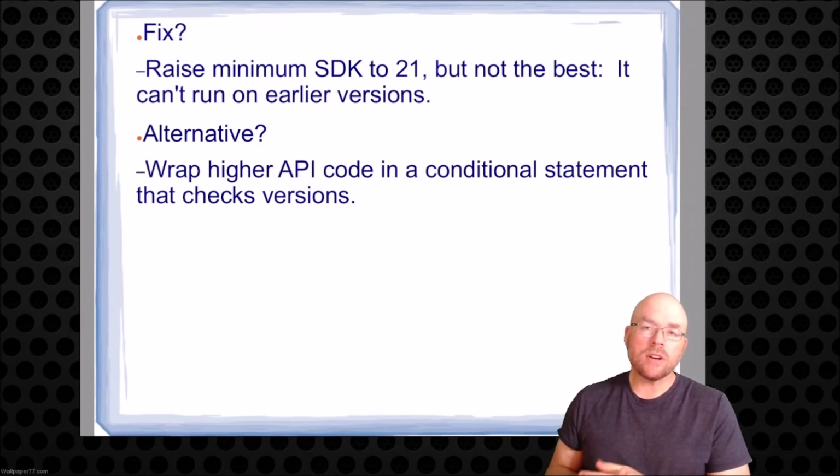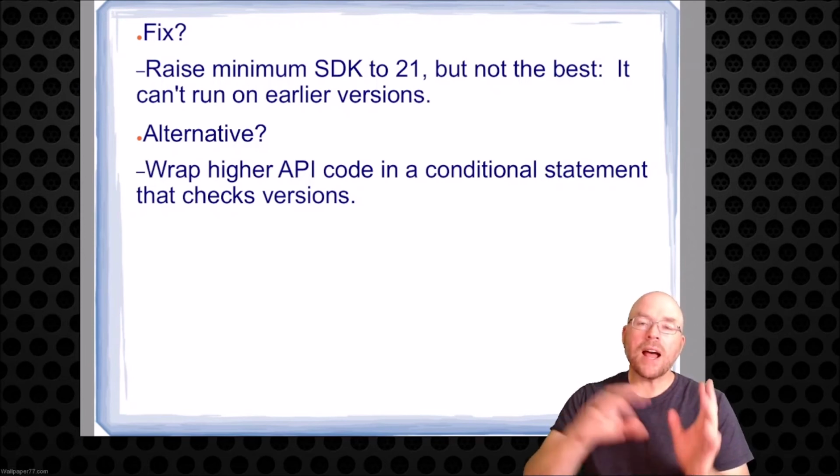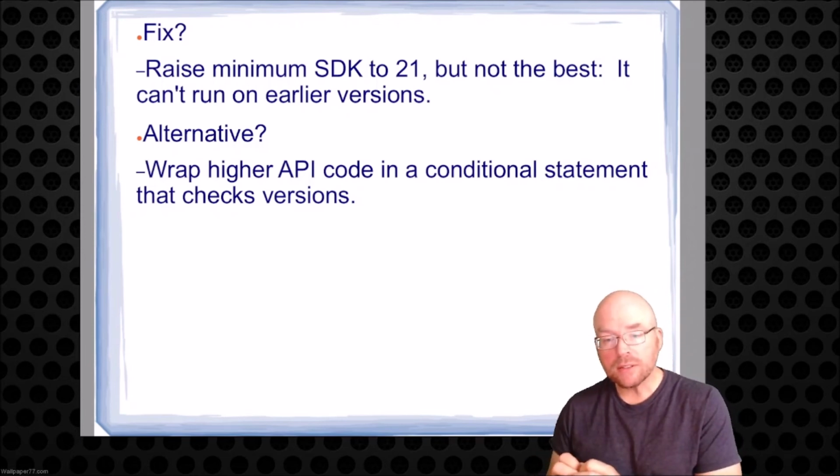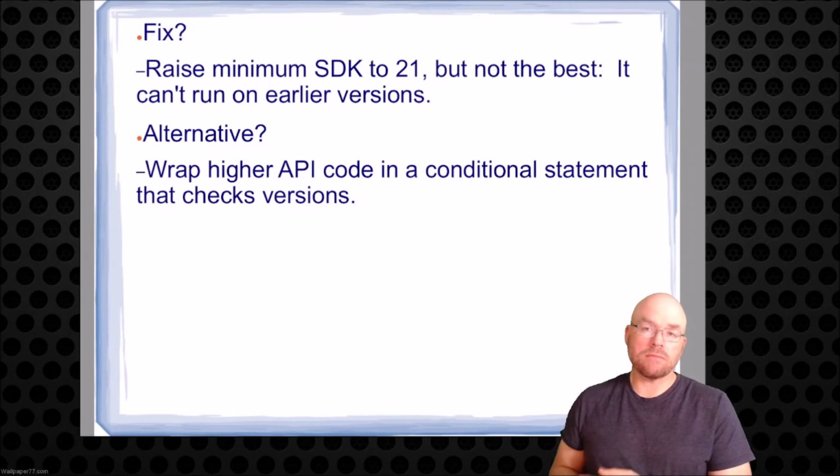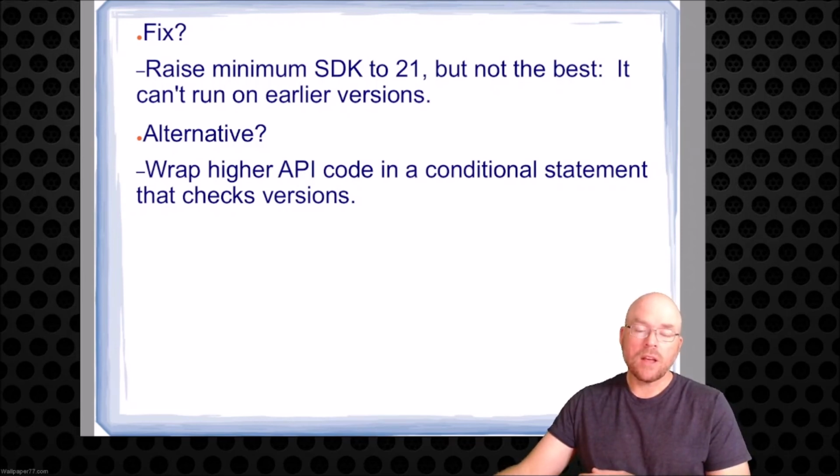So what's the alternative? We can wrap that higher API code in an if statement, and we'll use that if statement to check the version. If they are running a late enough version of Android, then this feature will work and they'll see the little spinny circle. Otherwise, they won't. If they're still on 19 or 20, that code just won't execute for them.